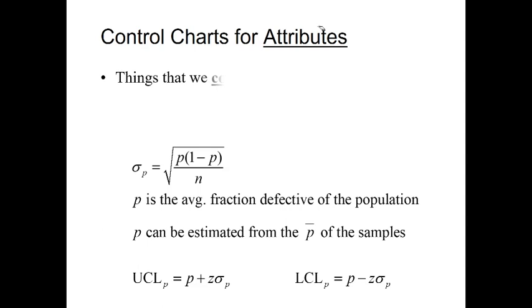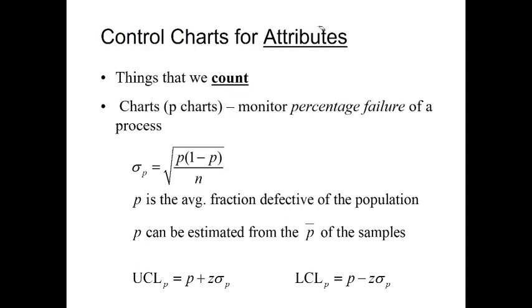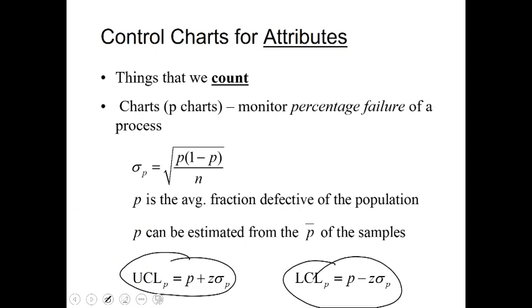So the P chart formula, again, things that we count, monitor percentage failure. Here's the formula that we're going to use. The core formula is down here at the bottom, the upper control limit and the lower control limit. Because when it's all said and done, remember what we're trying to do in these calculations is figure out what our control chart should look like. Then we'll collect our samples and we'll post the sample data to the control chart to see if we are between the upper and lower control limits, and thus our process is in control.